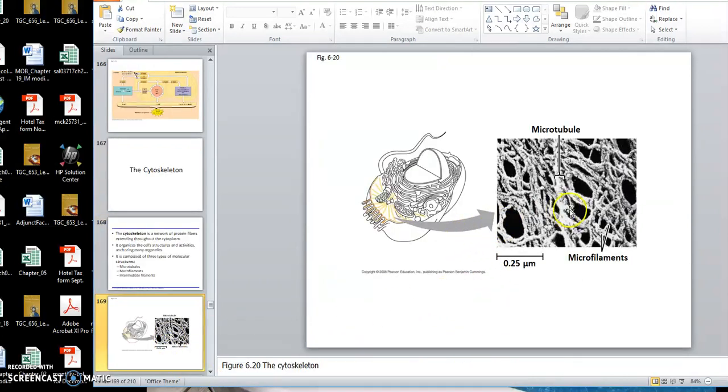Okay. Here is an electron micrograph of a cell. Now, you could not see this under the light microscope. Under the light microscope, you'd see none of this because they're too small. But these little things in the cytoplasm, remember, think about it this way.